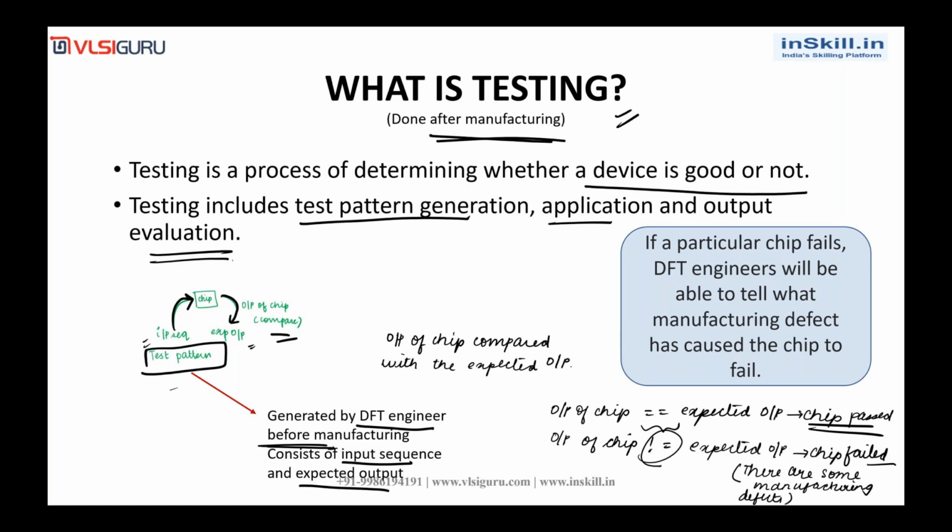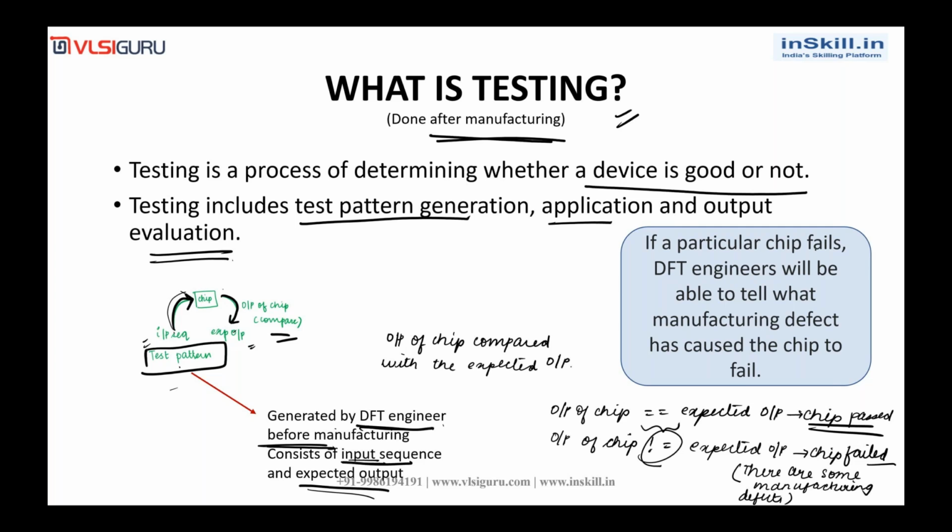Okay. So these test patterns will be generated by the DFT engineers before manufacturing itself. These test patterns consist of input sequence and expected output. This input sequence will be applied onto the chip, and then the output of the chip will be compared with the expected output. If the output of the chip is equal to the expected output, it means that the chip has passed. If it is not equal to the expected output, it means that the chip has failed, which means that there are some manufacturing defects in the chip.